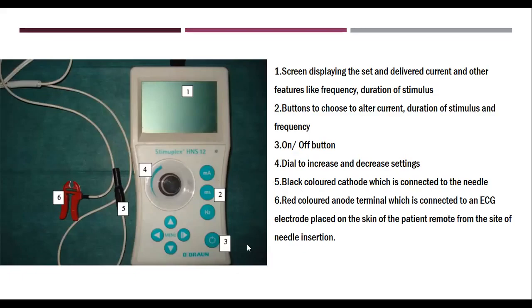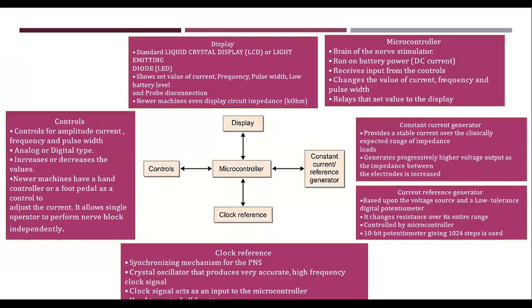And this, as I already told, will be the black colored cathode which is connected to the needle, and this is the red colored anode terminal which is connected to the ECG electrode placed on the skin of the patient, remote from the site of needle insertion. So these are the parts of the peripheral nerve stimulator.